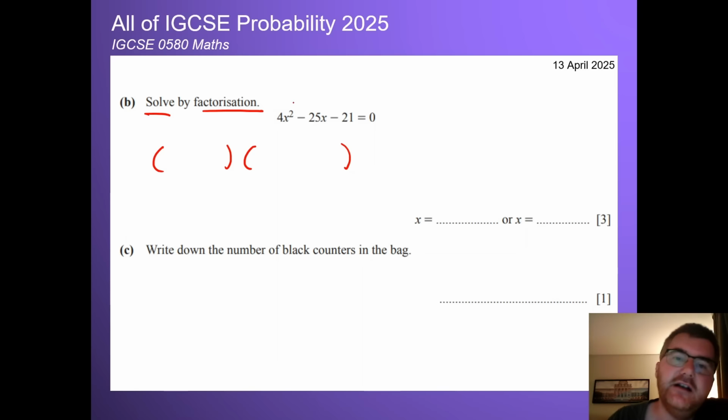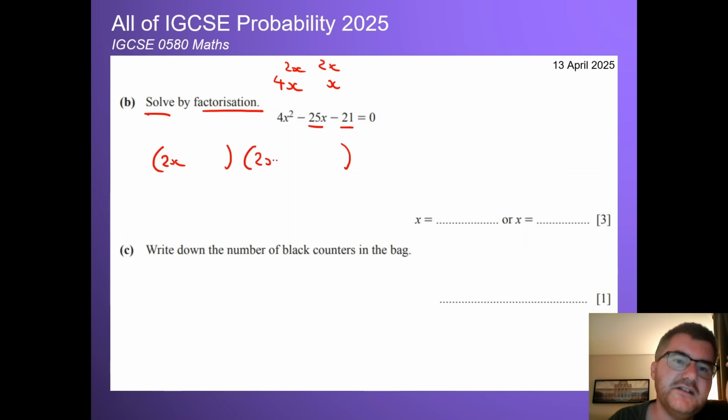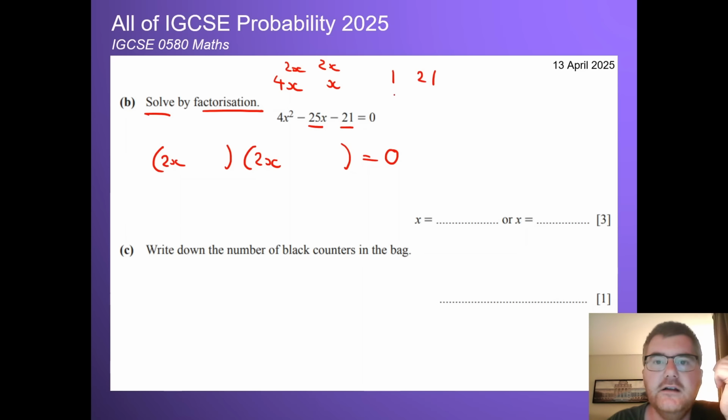To get 4x squared, there are 2 ways of doing this. You can either do 4x and x or 2x and 2x. But one thing I notice here is these 2 numbers are fairly similar. They're quite close to each other. So I'm going to suggest that 2x and 2x is probably going to be more likely. It doesn't have to be, but it's usually more likely. And 21 as a number, to get 21, we have 1 and 21 and 3 and 7. Again, with minuses and pluses in different places. And because the numbers are close together, 3 and 7 are probably going to be my answers.